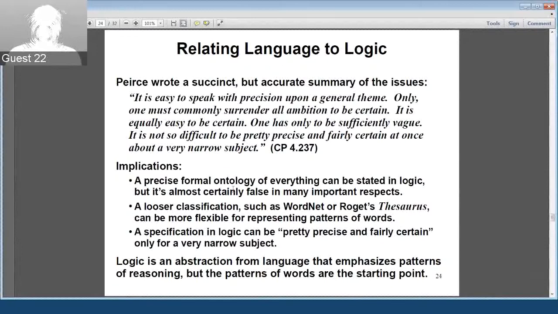And then for our ontology, down at the lower levels where we have to do our reasoning, that's where we are pretty precise and fairly certain at once about a very narrow subject. And that's where the real reasoning occurs, at the lower levels, not at the top level. And so I would say that these are the issues that we have to deal with.